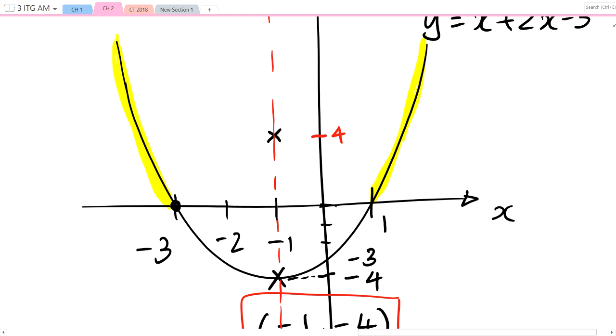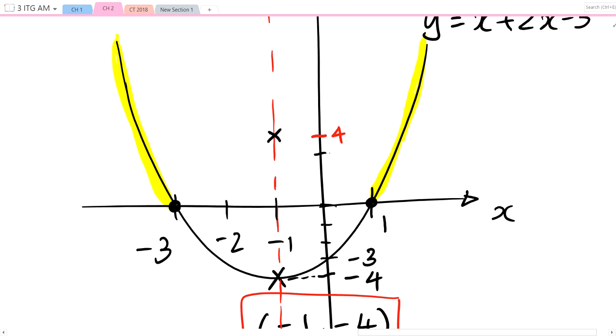This point doesn't change, this point doesn't change. We're going to reflect it upwards. So this is our turning point again, and down. Let's do a better job. Oh, by the way, we see that the original y-intercept is -3.